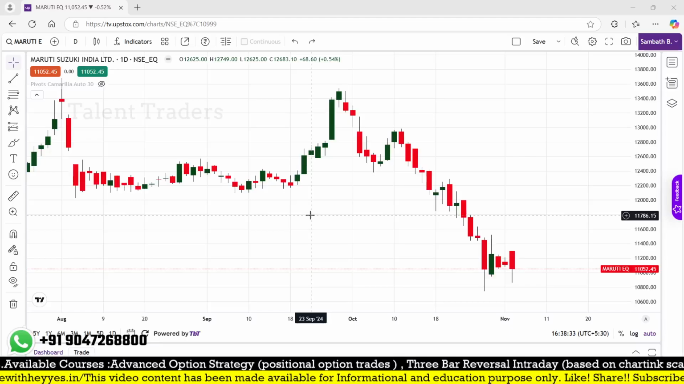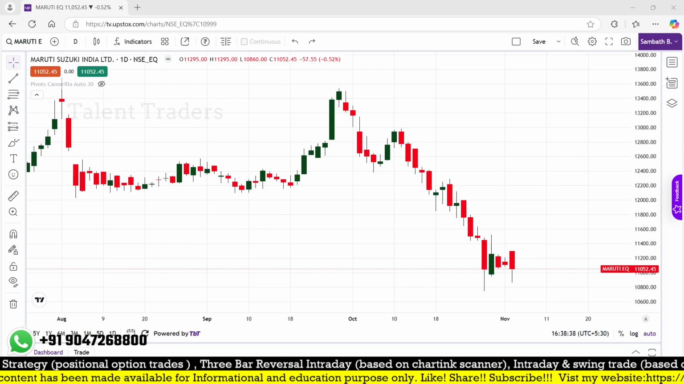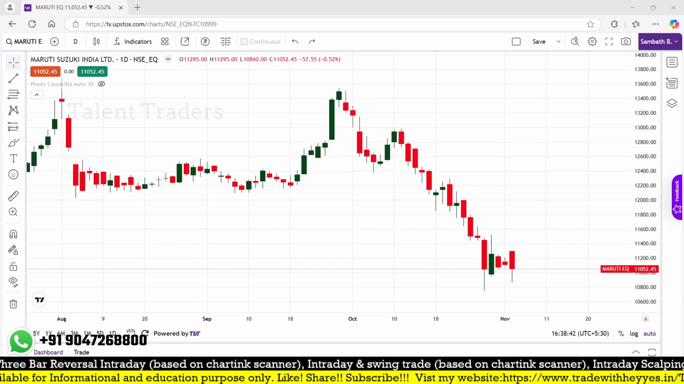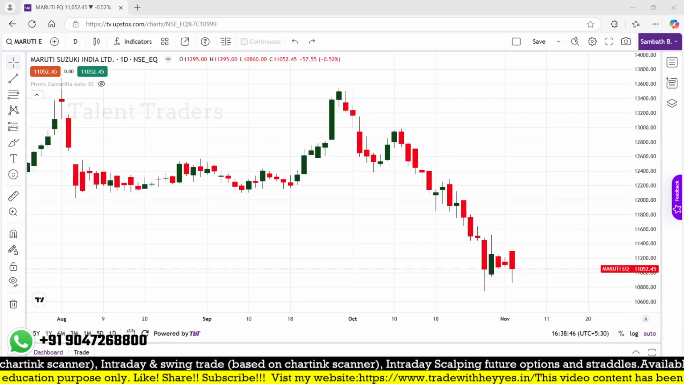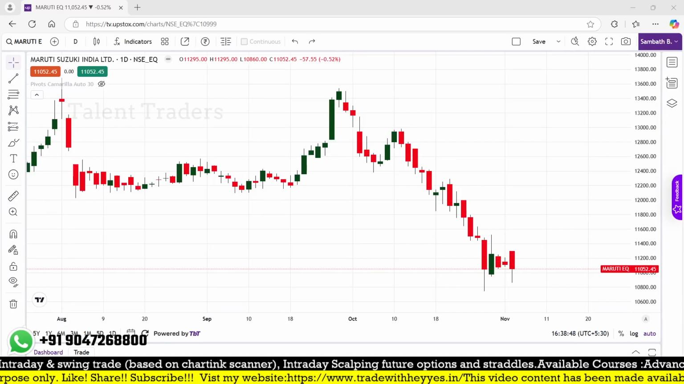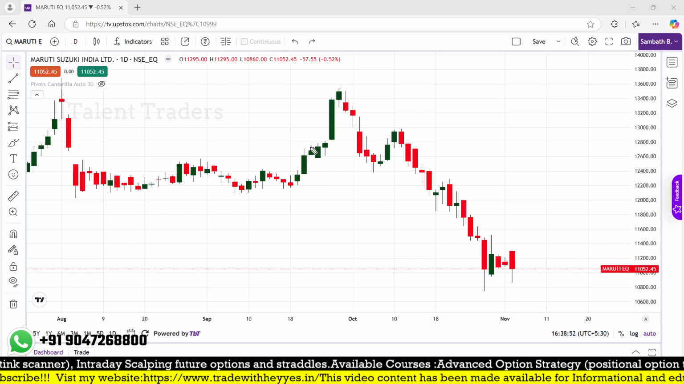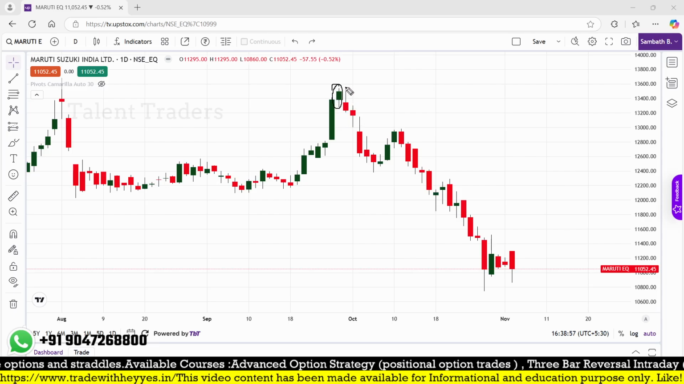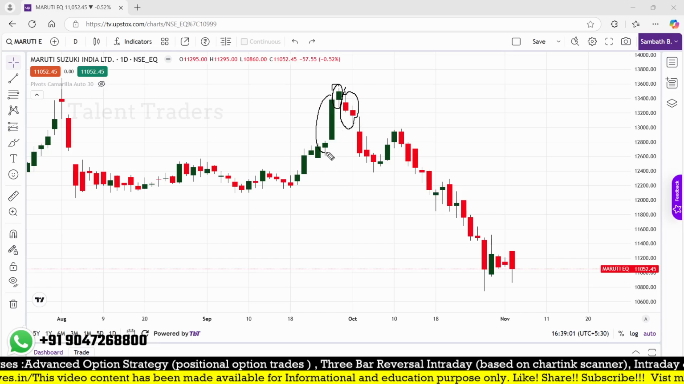Okay, so let me go and create a scanner which helps you find a swing high level, and I'm going to create this with the help of charting. Here is the pattern I'm exactly looking for: there is a high, and after the next 2 days there are two negative candles, and previously two bullish candles.